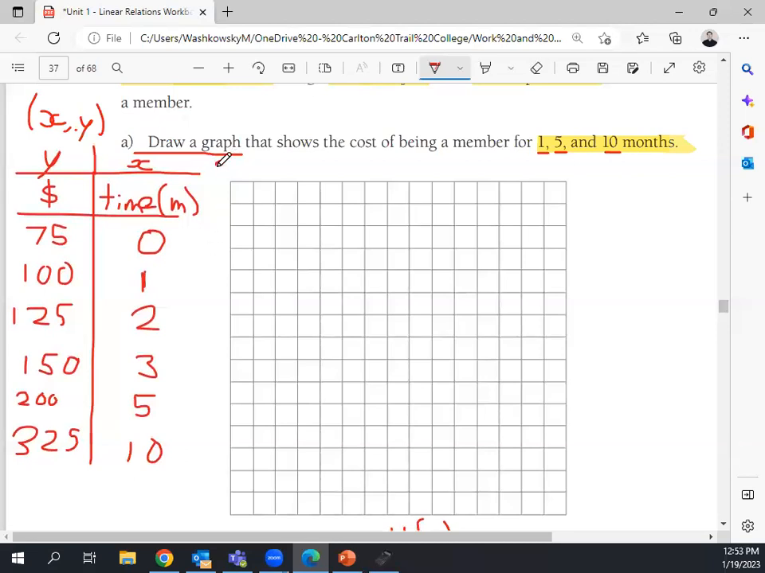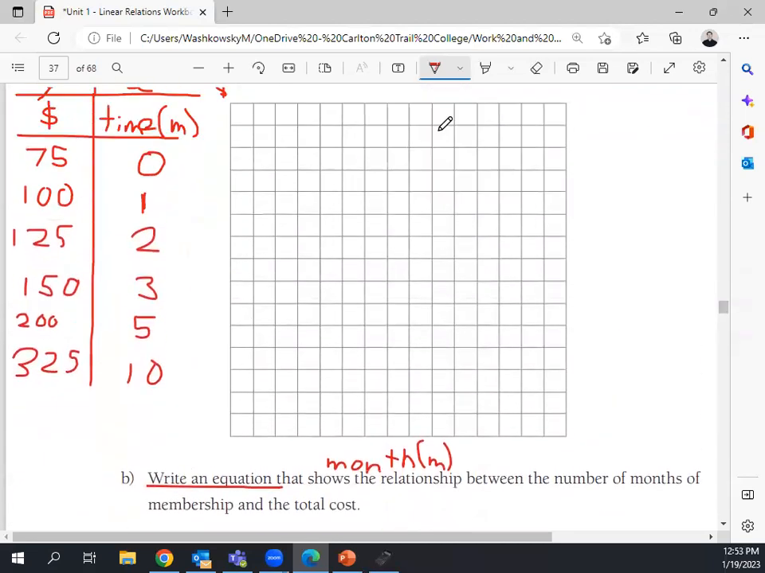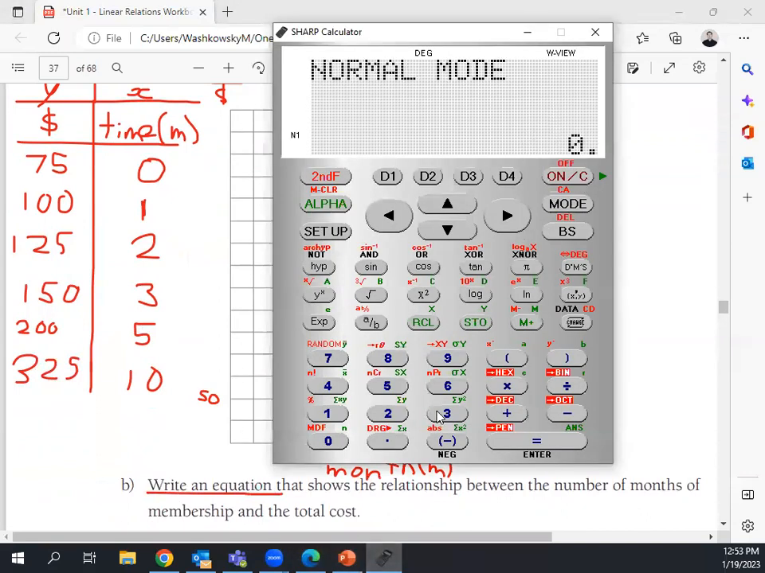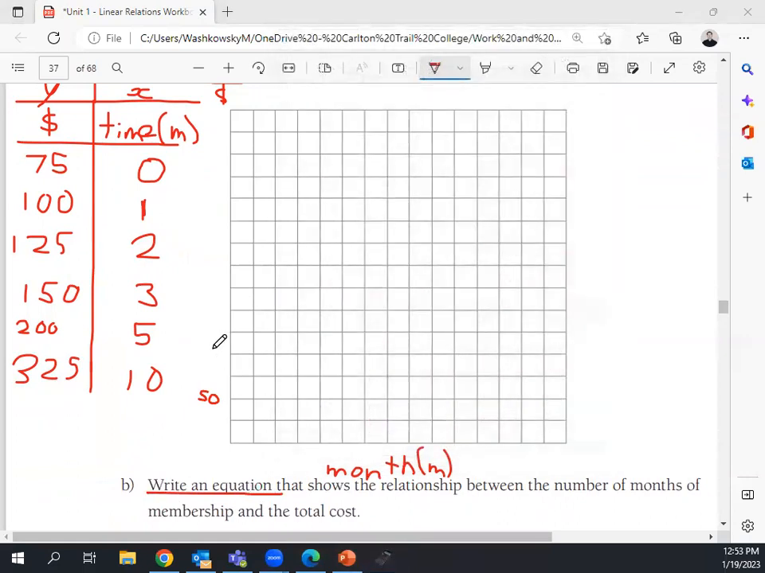And then this one's the dollars. I'm going to go up by $25 because 325 divided by our 15 squares gives me $21 and a couple cents. So I'm just going to go to a nice easy number, which is 25s, because this works in 25s.